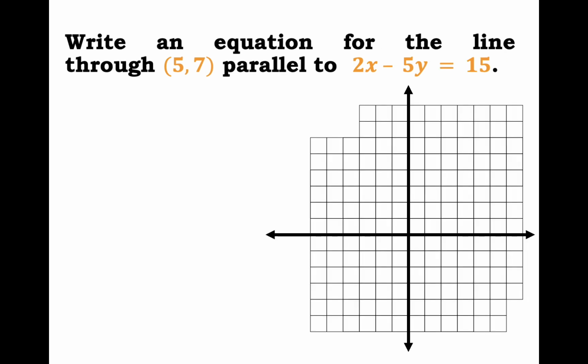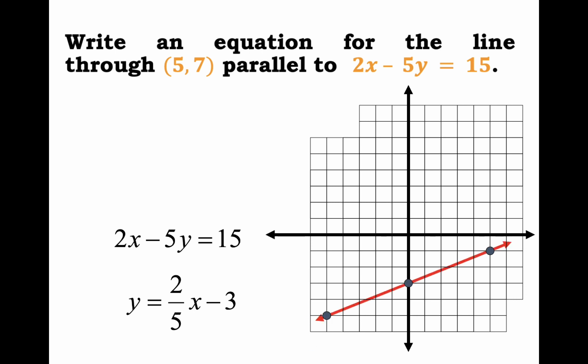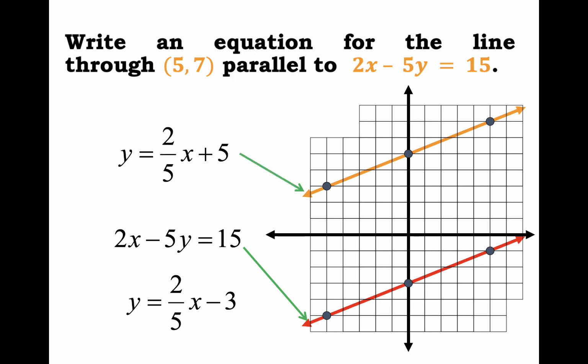Okay, next is write the equation for the line through 5, 7 parallel to 2x minus 5y is equal to 15. So, that will be your value. So, we have here, inayos natin yan. Kanina na-solve natin. Okay. So, yun yung line natin. Nakuha natin kanina doon. So, unang sinolve natin yan, ha. So, that will be our line. So, parallel nga siya. Di ba? So, ibig sabihin, parallel yung ating equation.